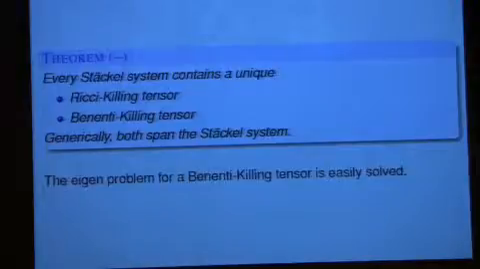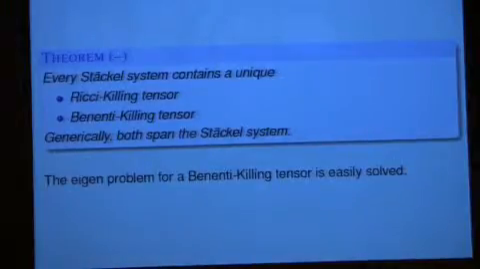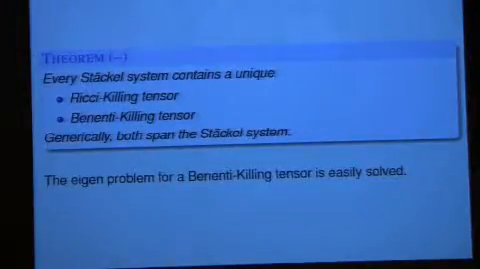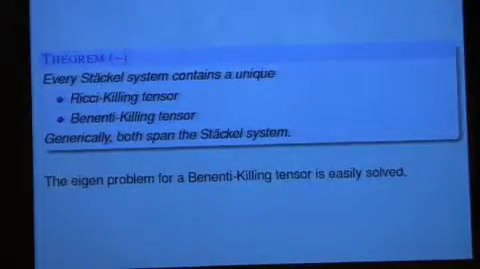So, and then we have this characterization of Stäckel systems or separable coordinates. First of all, we encounter in every Stäckel system a unique Ricci-Killing tensor and also a unique Benenti-Killing tensor. And both of them, at least generically, span the Stäckel system. So we have canonical representatives. And for one of them, for the Benenti-Killing tensors, it's quite simple to solve the eigenproblem. And solving the eigenproblem is necessary to compute explicitly the separable coordinates.